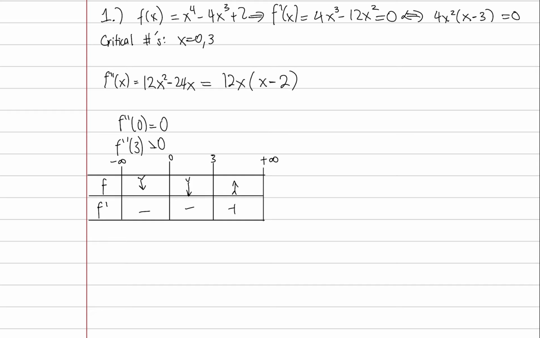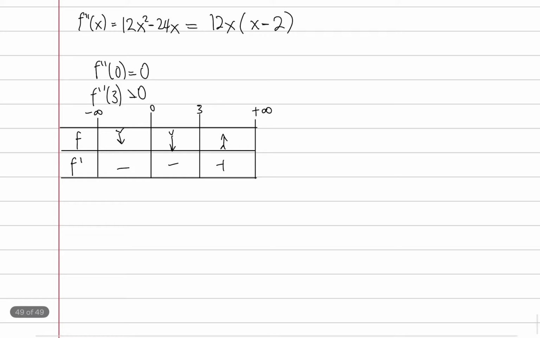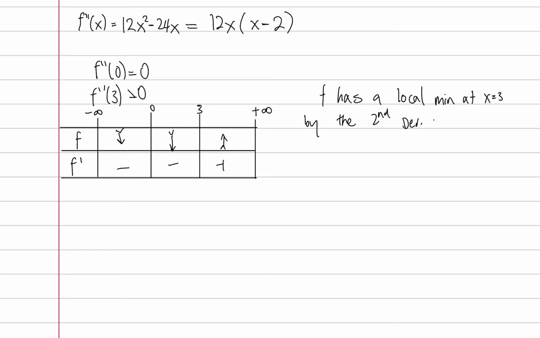So essentially what I want to show is that we do not have any max or min at 0, but instead f has a local min at x equals 3 by the second derivative test, because f prime of 3 is 0 and f double prime of 3 is positive. Look how simple that is. We don't need a table. On MCQs, it's rapid, it's fast, and we have proven that it's a local min.